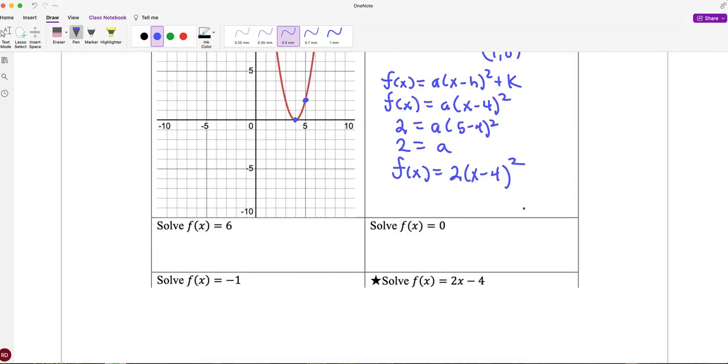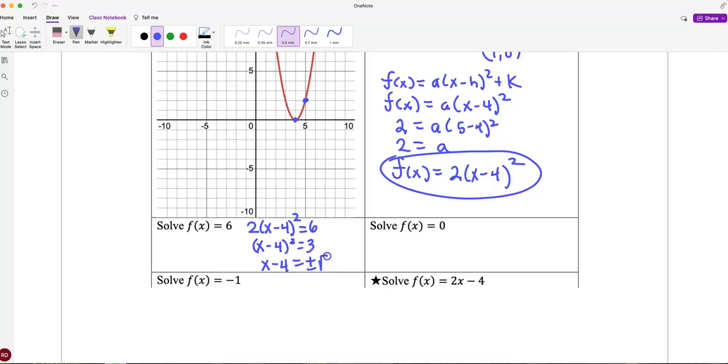Solve f of x equals 6. Well, here's f of x. So 2(x minus 4) squared equals 6. Divide both sides by 2. (x minus 4) squared equals 3. Take the square root of both sides. x minus 4 equals plus or minus the square root of 3. Add 4 to both sides. x equals 4 plus or minus the square root of 3. And that's your final answer.